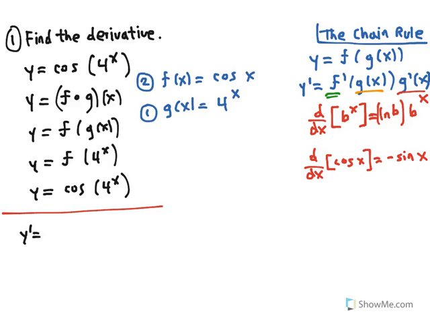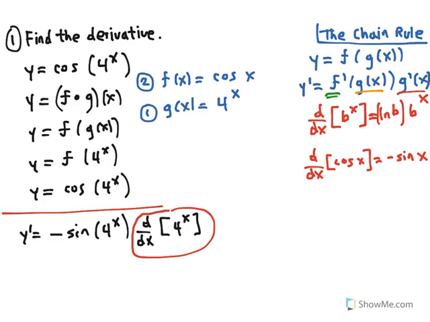So we have y prime is equal to the derivative of the outside function cosine, which is negative sine, evaluated at the inside function 4 to the x, and then we multiply by the derivative with respect to x of the inside function 4 to the x. And what is the derivative of the inside function 4 to the x?